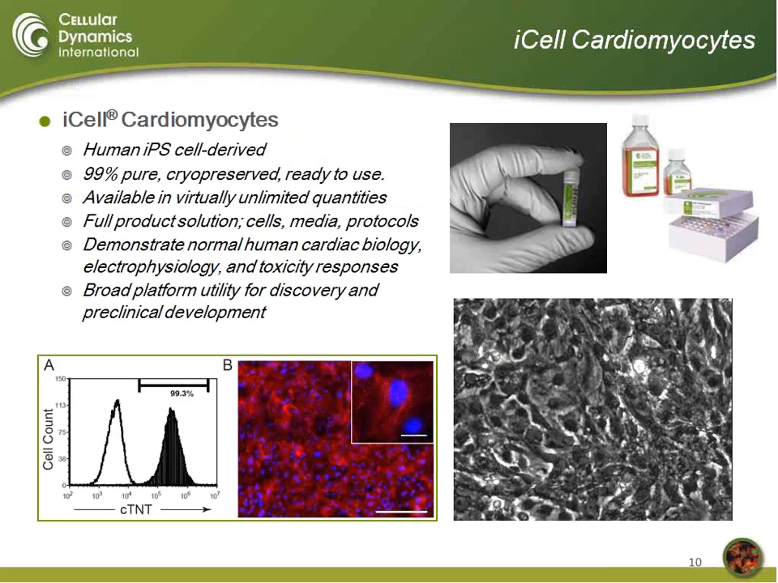So just a quick overview of what you get with the iCell cardiomyocytes and what they are. They are pure human iPS-derived cells. They're cryopreserved and ready to use, and they're available in virtually unlimited quantities. So you no longer have to wait while you're differentiating stem cells or differentiating progenitors. You can simply take your cells, thaw them, and use them.